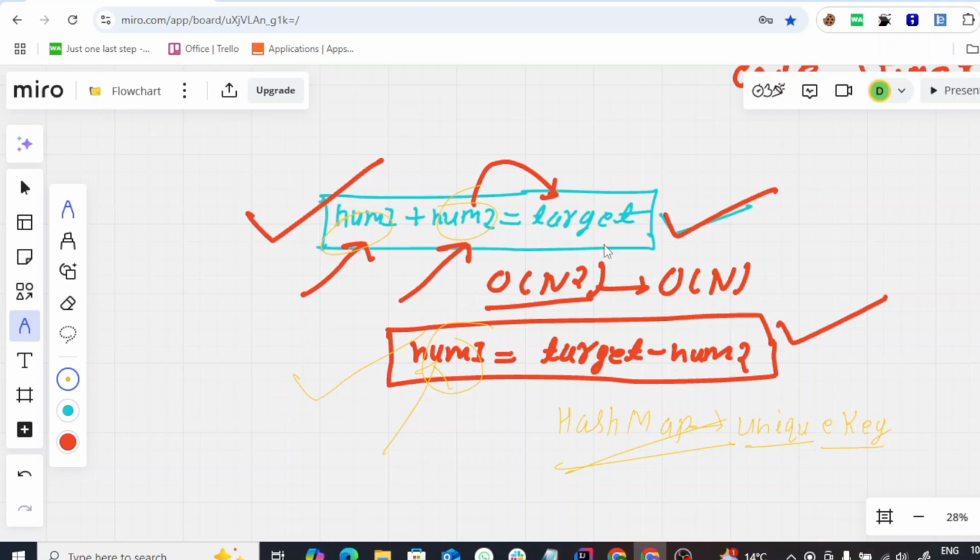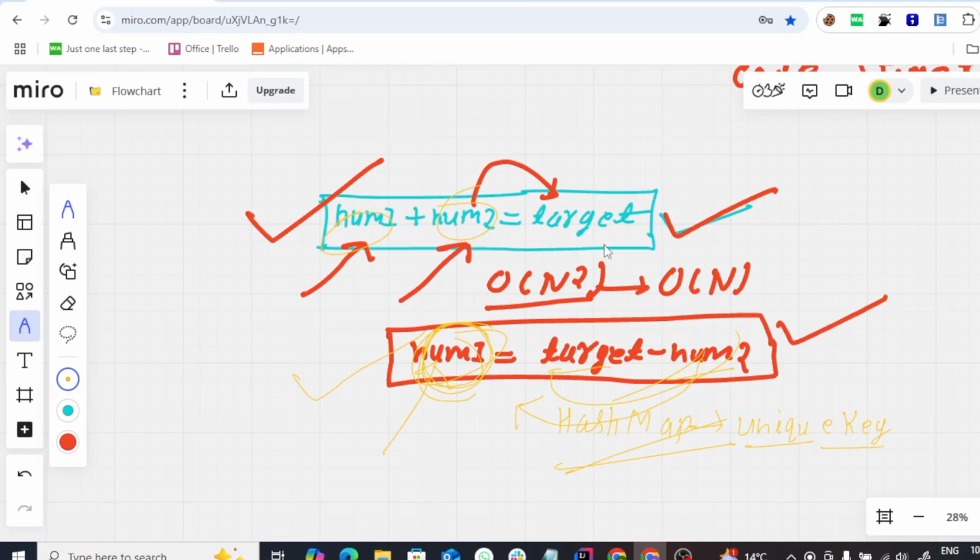So what we can do now, guys, is just find this number, num1, such that target minus num2 is equal to num1. Because once you find these numbers, you will bring this num2 to this side, and again num1 plus num2 is equal to target.